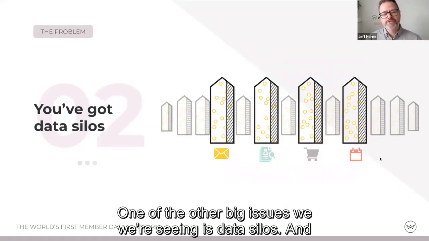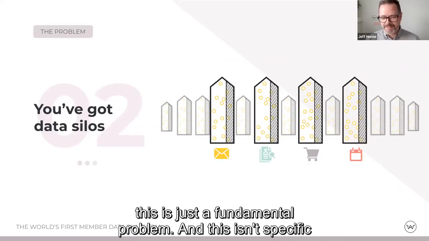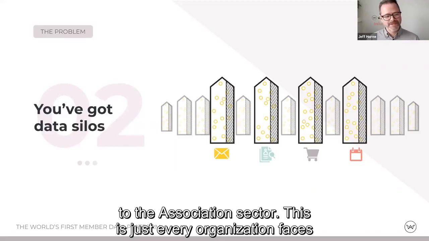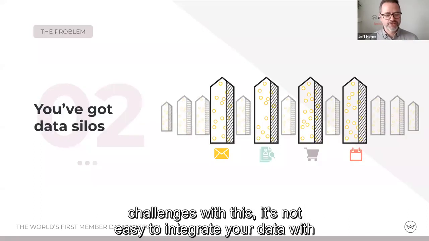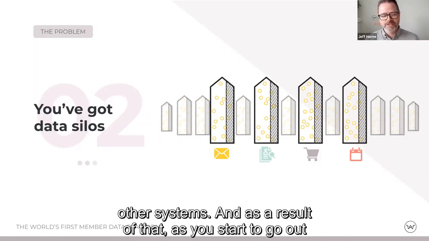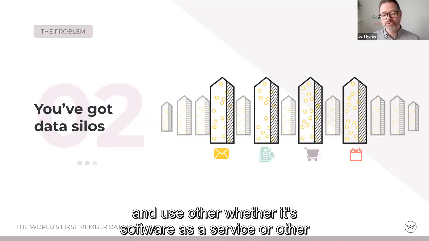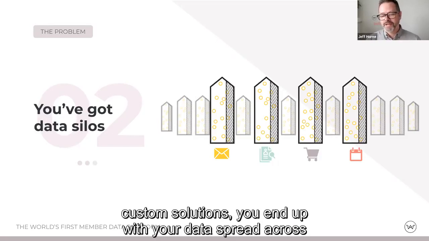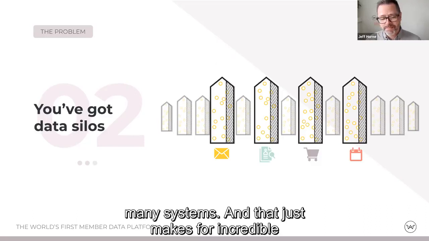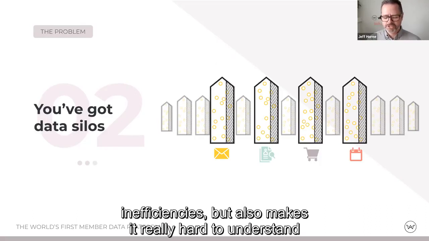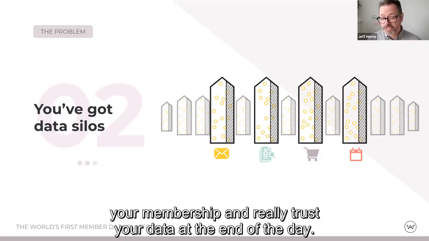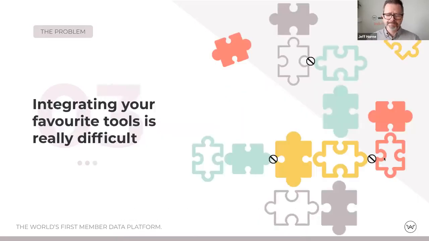One of the other big issues we were seeing is data silos. And this is just a fundamental problem. This isn't specific to the association sector. Every organization faces challenges with this. It's not easy to integrate your data with other systems. And as a result of that, as you start to use other software as a service or other custom solutions, you end up with your data spread across many systems. And that makes for incredible inefficiencies, but also makes it really hard to understand your membership and really trust your data at the end of the day.